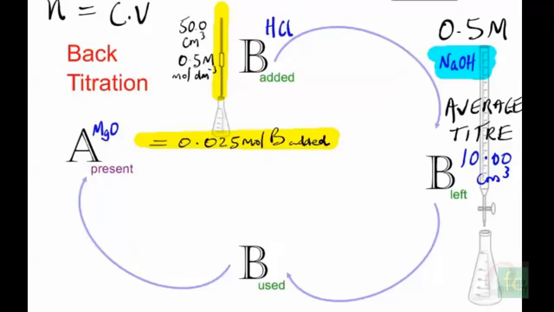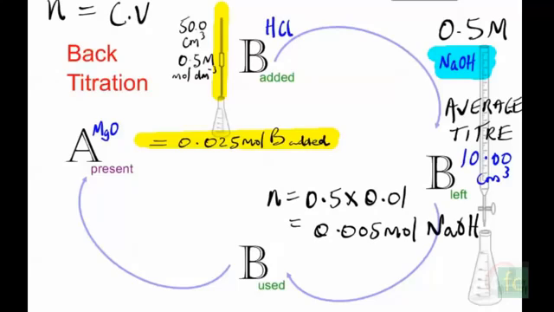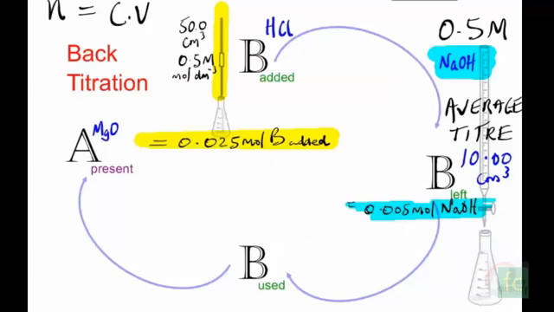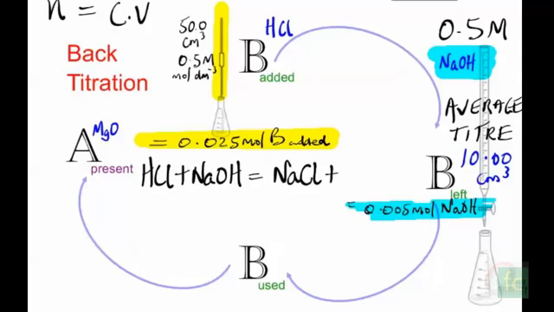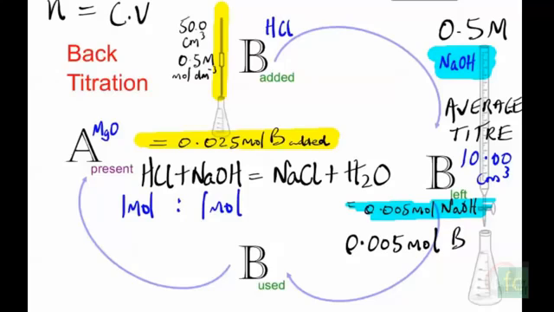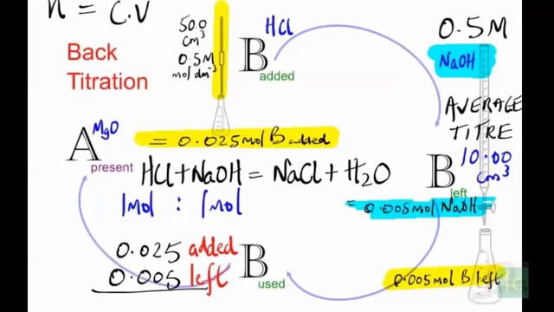We now work out the number of moles of hydrochloric acid left over using a titration with sodium hydroxide. Let's say the average titer was 10 milliliters or 10 cubic centimeters. Again, we'd use n equals CV to determine the number of moles of sodium hydroxide dispensed from the burette. In this case, 0.005. Look at the equation between HCl and NaOH. They react in the ratio 1 mole to 1 mole. So that tells us there must have been the same number of moles of HCl remaining in the conical flask.